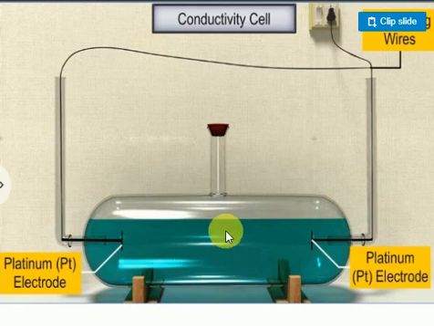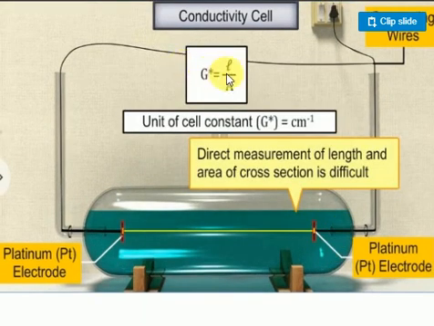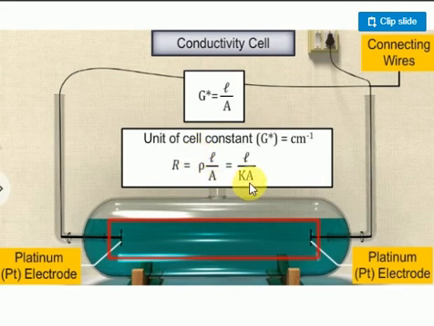If you want to measure the electrolyte conductance in a fixed area, we go for the conductance. G star is nothing but length by area of cross section. Length is in centimeter and area in centimeter square, so the unit is centimeter inverse. Direct measurement of the length and the area of cross section is difficult, so we take a fixed value already. So G star is equal to L by A, and resistance R is equal to rho into L by A, where rho is 1 by kappa.